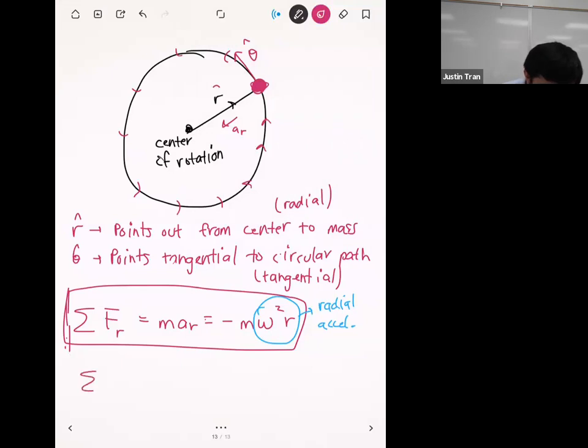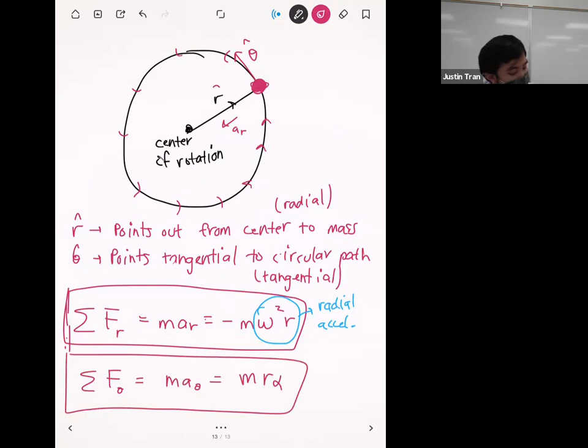And then the other component is we're going to sum up the forces in the tangential direction. So the sum of the forces in the theta direction is going to be equal to m A theta. A theta here is the tangential acceleration. The tangential acceleration is going to be r times alpha. Remember from the beginning of class today, this r times alpha is the tangential acceleration.